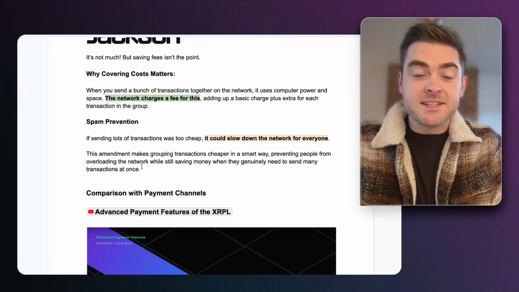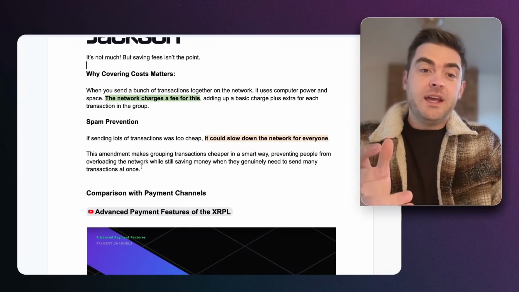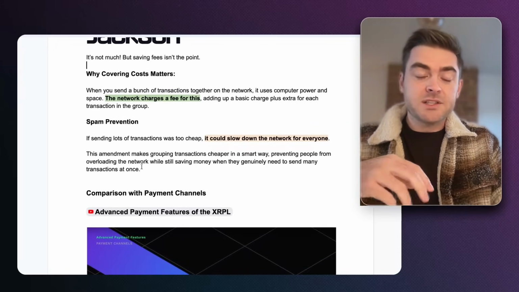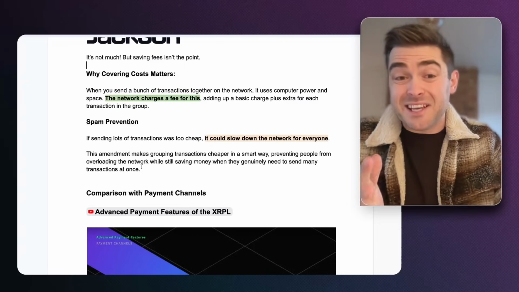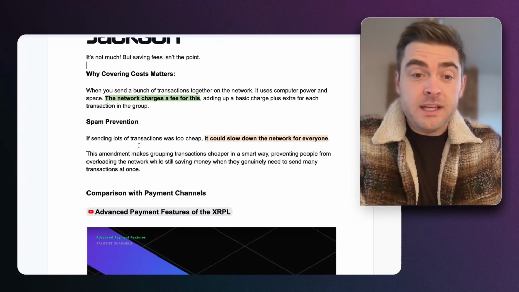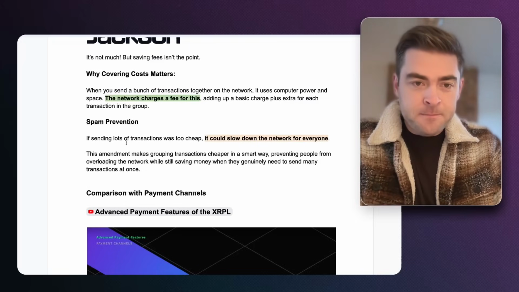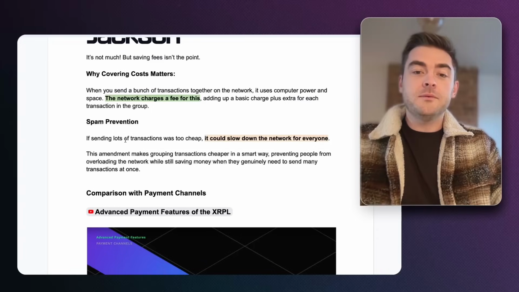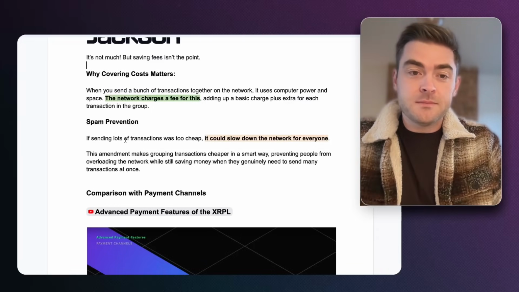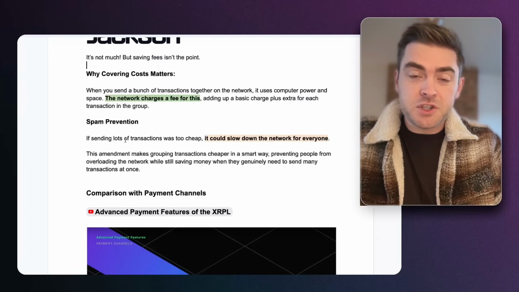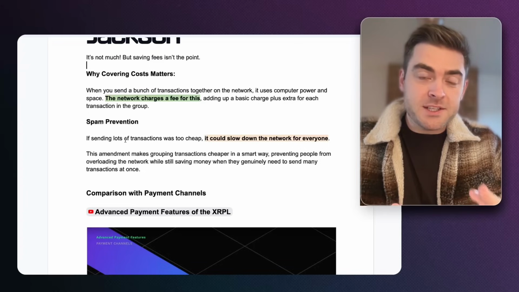Now, this is a balance. We're not making it about cost savings. They've just structured it in a way where it can save money. It could also be more as well, depending on the specific nature of the transactions you're actually trying to send. But really, you can't create a really cheap system to function, because what happens is you end up getting spam.